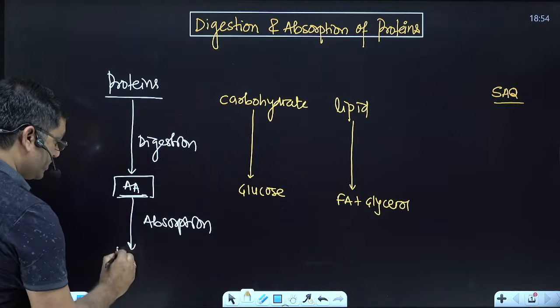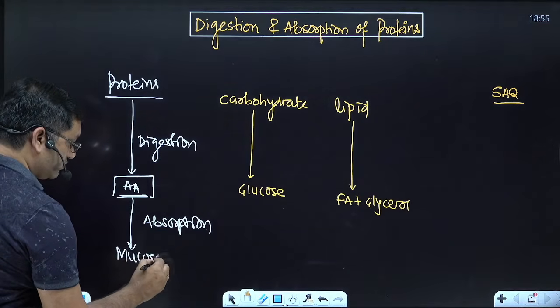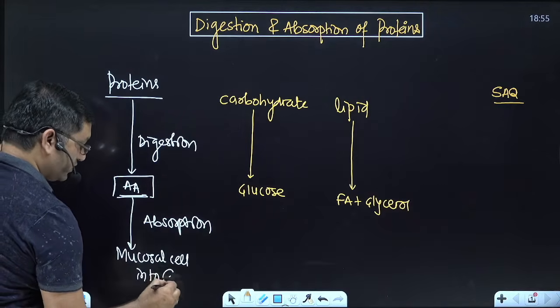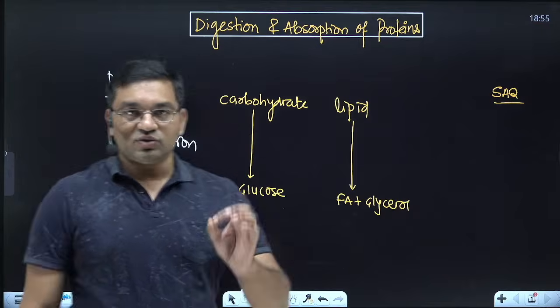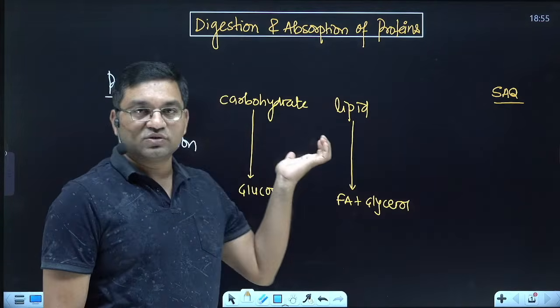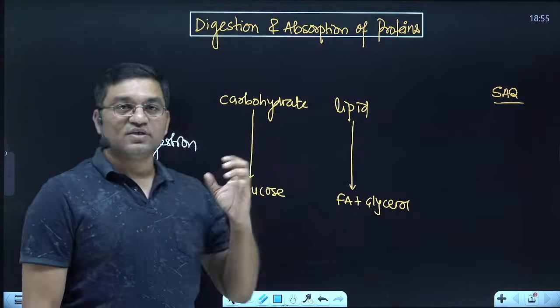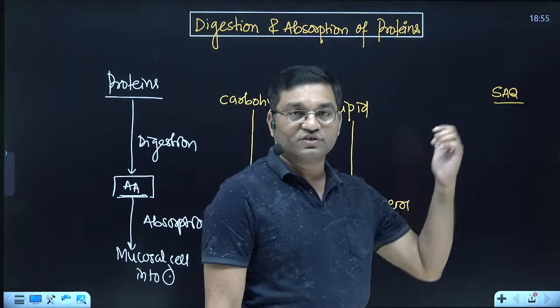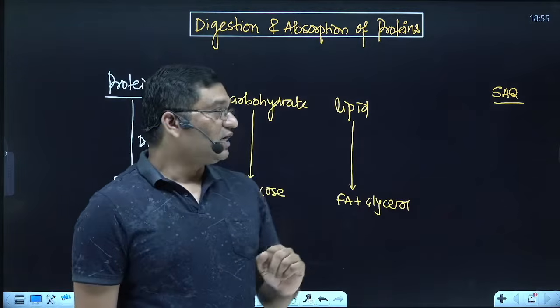Through the mucosal cell, it goes into circulation, that is known as absorption. So digestion and absorption of these macromolecules, meaning protein, carbohydrate, lipid, are important SAQ, short answer questions for university examination.